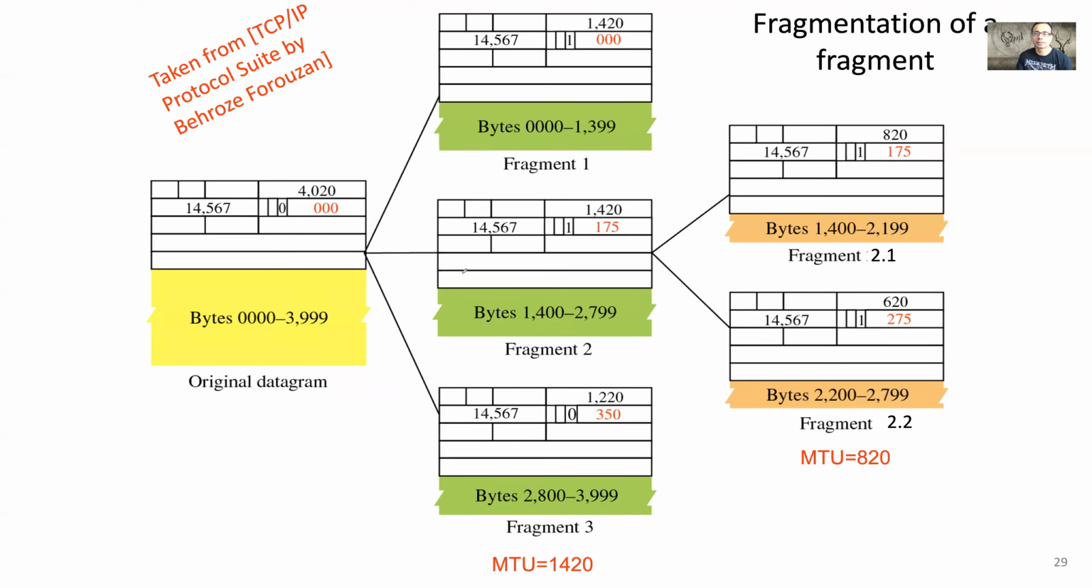Now it so happens that this fragment 2 went along a path where one of the link layers couldn't even fit in 1420. It had an MTU of 820, right? So you'll notice here this second fragment is also fragmented further. Essentially here the offset for the first one is not 0. It stays whatever was the original offset. And then this one will be offset by 100 because this can fit 800 bytes in the header. So 800 by 8 is 100. So 175 plus 100 is 275, right?